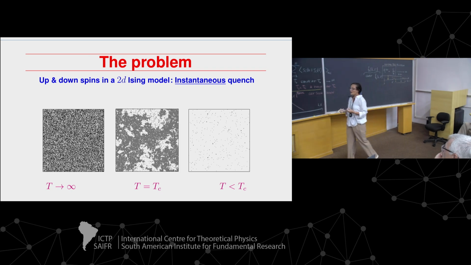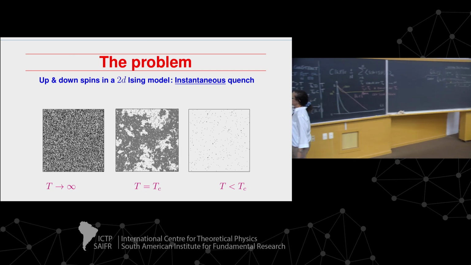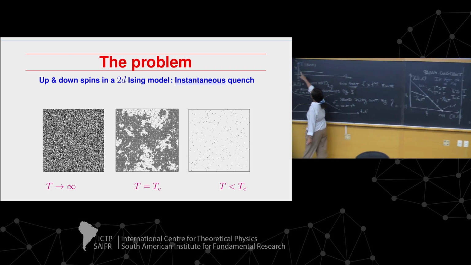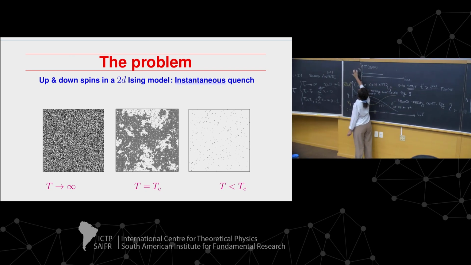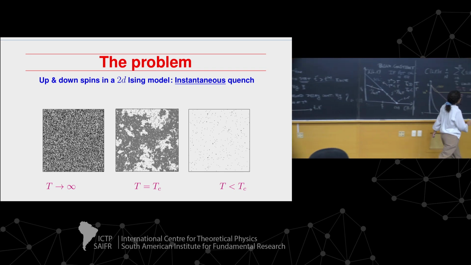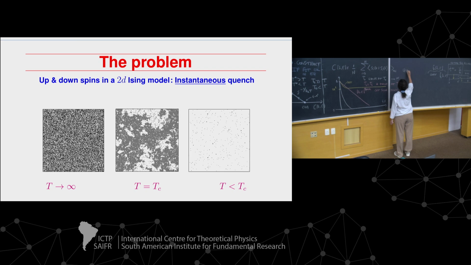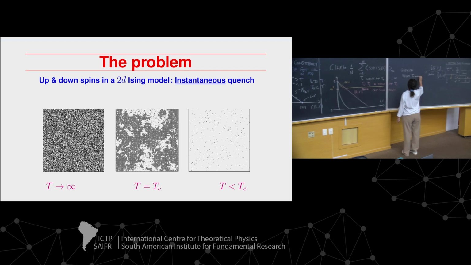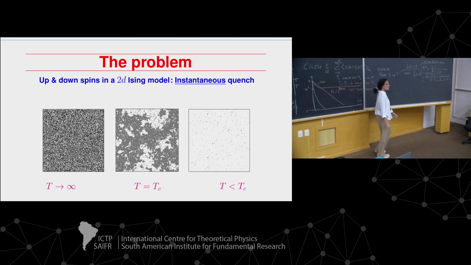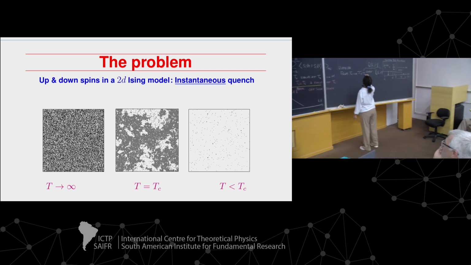Now, what happens if you do a quench, something like this? So you start from equilibrium at infinite temperature, at Tc, or below Tc. And you evolve at another temperature. So let's consider the quench. This is the last thing I will say. I guess I'm running out of time. Quench from T0 to T. And T, I make it smaller than Tc.